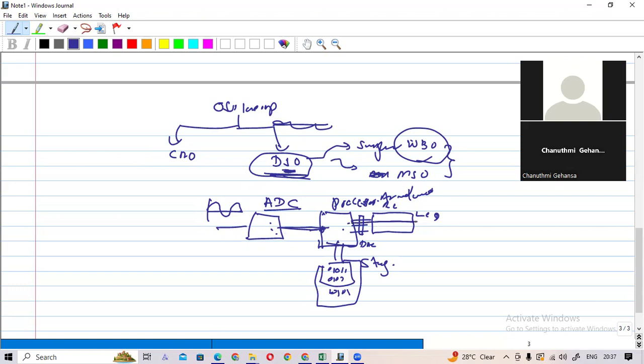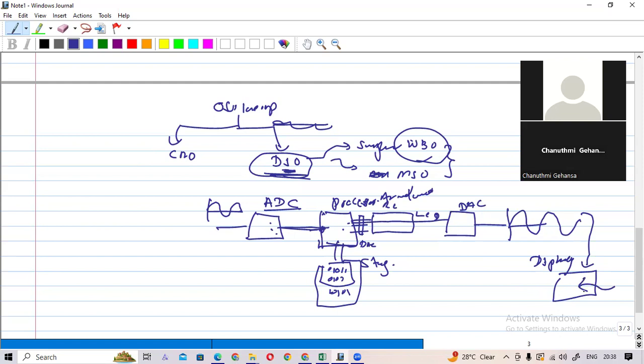Then we can send these samples to a digital to analog converter. Then we can construct this again, and send it to a display. So you can use Arduino to construct a digital storage oscilloscope very easily. Actually, an analog to digital converter is also not needed because Arduino has its own ADC. You have to use only a DAC. So you can plot this.